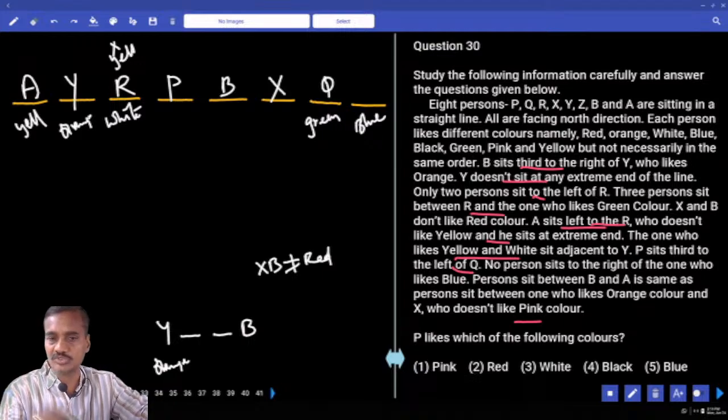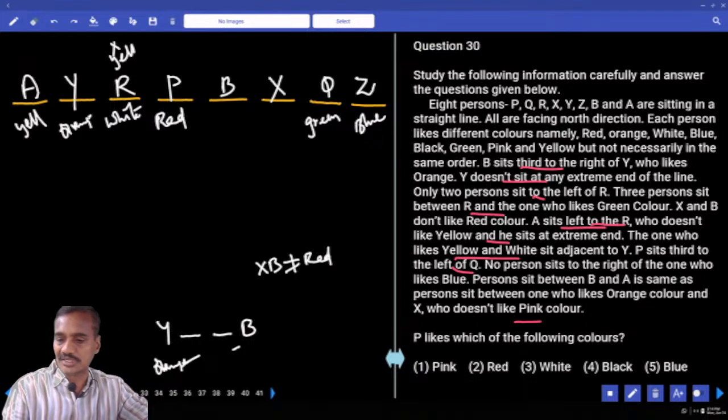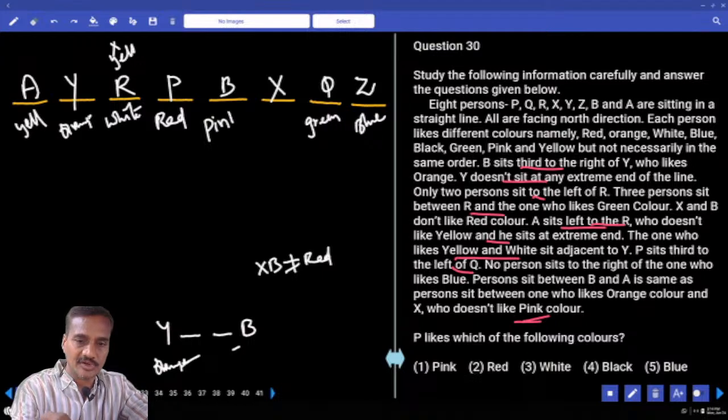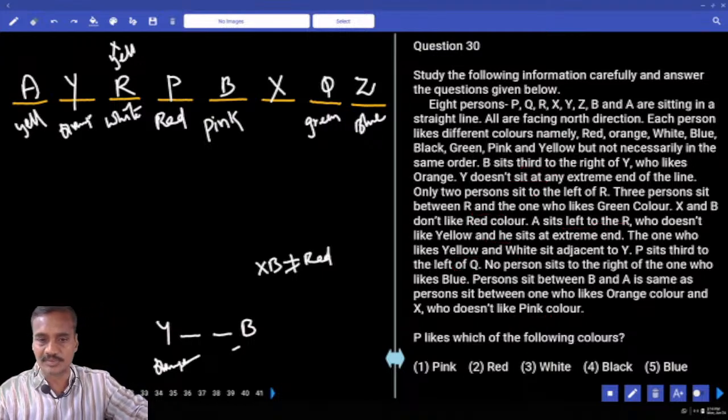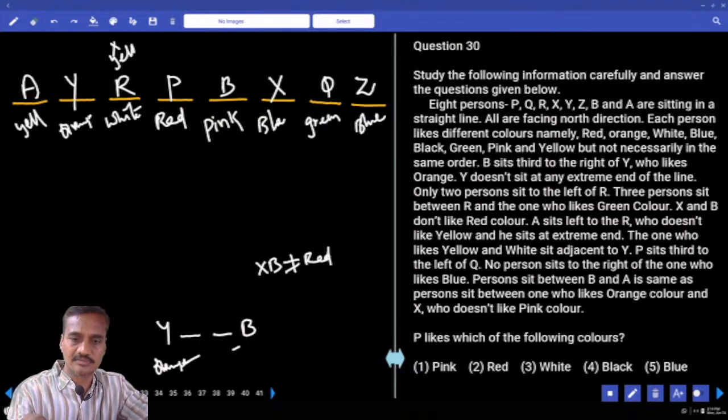If X is here, who is the person left? Z is the person left over. Then orange: X and B do not like red color. Then who must like red color? P must like red color. X does not like pink color, then B likes pink color. Now if B likes pink color, which color is left over? Black. X must like black color.